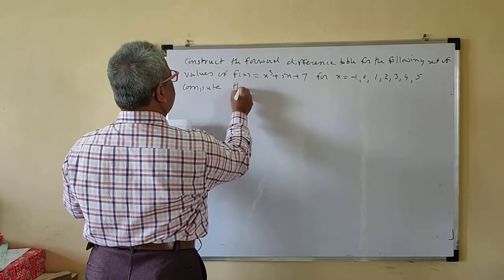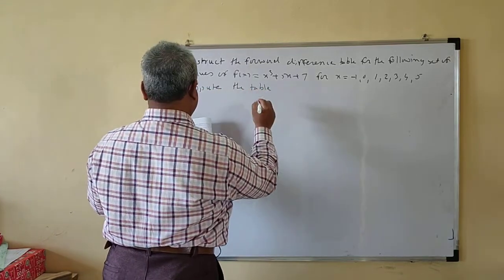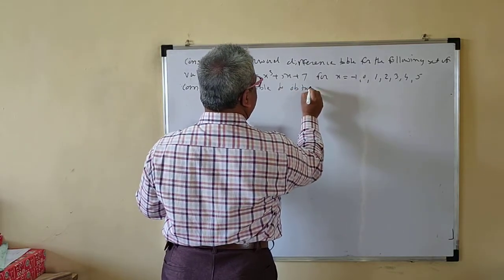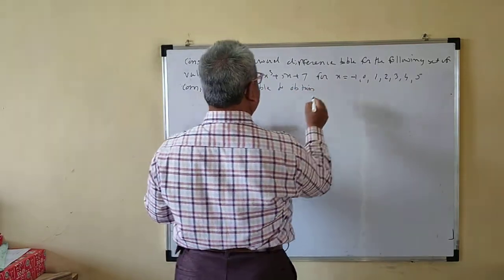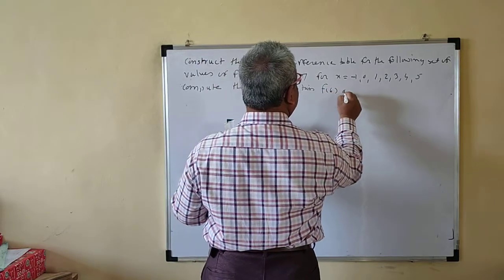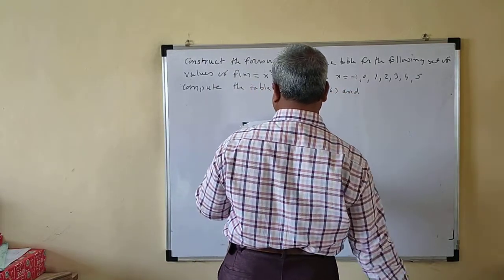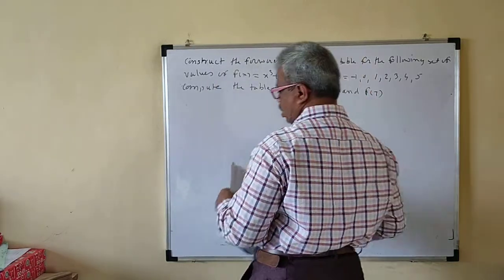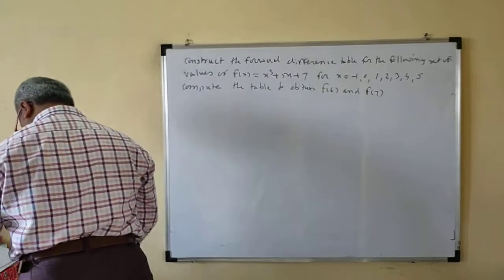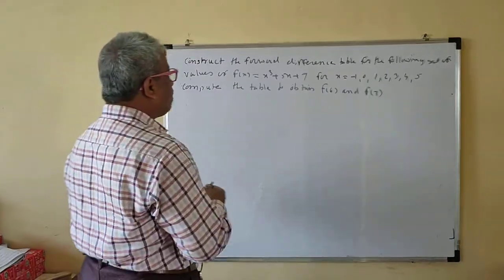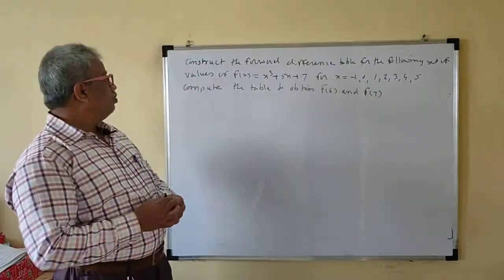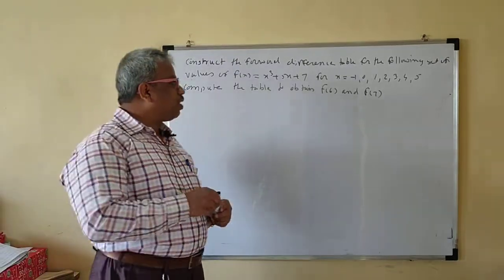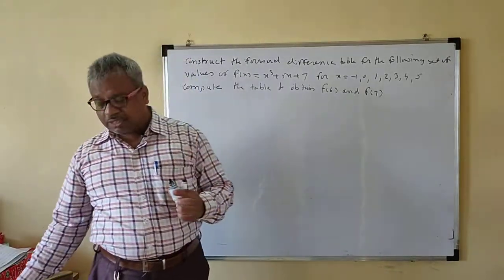Compute the table to obtain f of 6 and f of 7. So what you have to do? We have to construct the forward difference table, and with the help of that one, you have to find the value of f of 6.